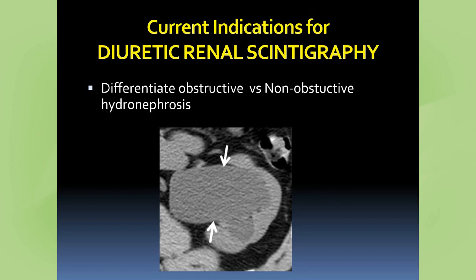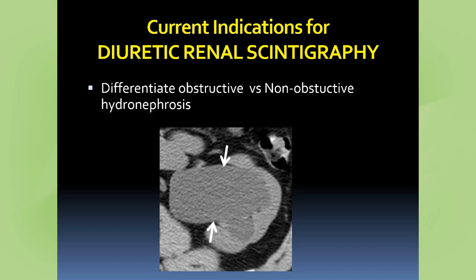Our goal is real simple. We want to differentiate between obstructive versus non-obstructive hydronephrosis. There are some much less common things such as the wandering kidney, the tonic kidney that we think may be intermittently obstructing and therefore not necessarily presenting with hydronephrosis. But the vast majority of our patients do present with some sort of anatomic finding on ultrasound, CT, things of that nature, of a dilated collecting system.